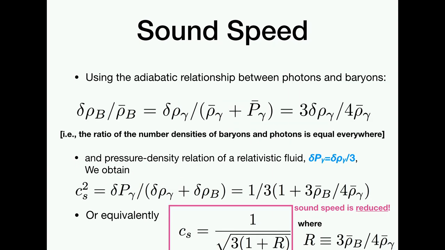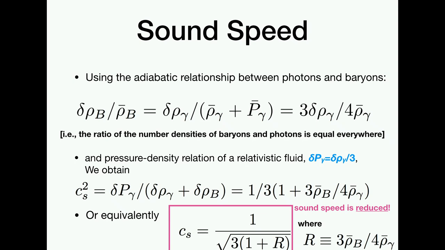All right, now we have this adiabatic relationship. As a reminder, what is adiabatic? The ratio of the number densities of photons and baryons is independent of space. Now you can relate the number density of photons to the energy density of photons in this way, and the number density perturbation in baryons is the same as the mass density perturbation or energy density perturbation. That's the adiabatic relationship. And then you plug this into this formula, you discover that the sound speed is 1 over square root of 3 times this factor R. That depends upon the ratio of the baryon energy density and photon energy density.